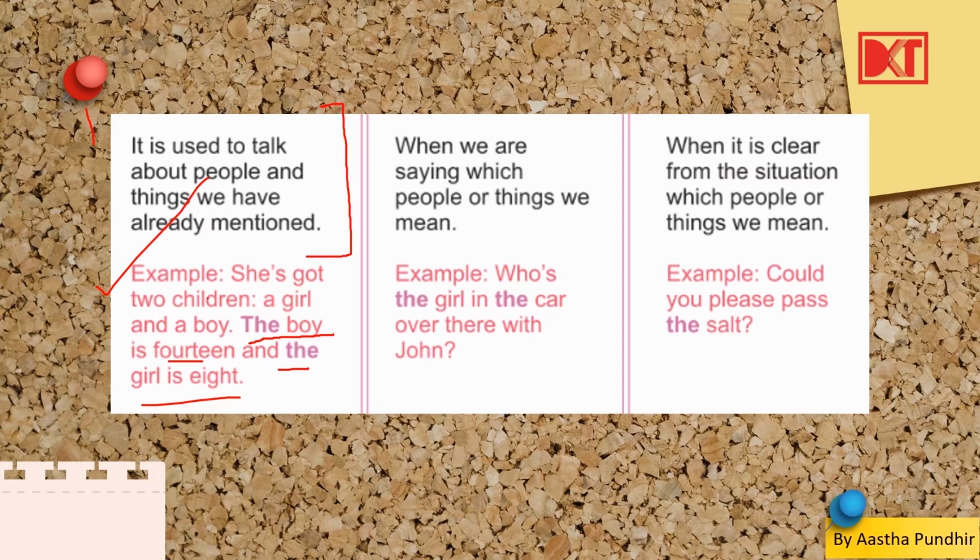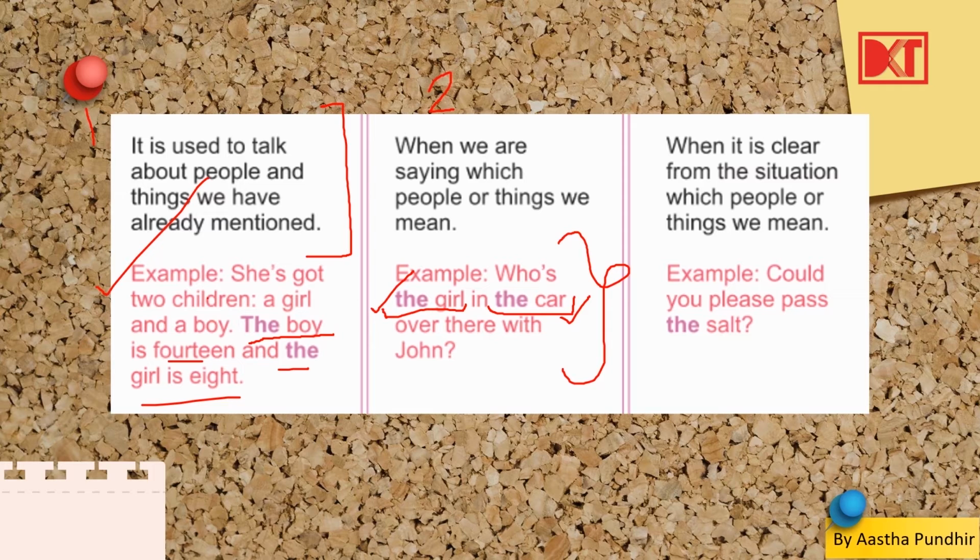सेकेंड कैटेगरी, व्हेन वी आर सेइंग which people or things we mean, जब हम किसी को particularly point out करके बता रही हैं. तो जैसे यहाँ पे example है, who's the girl in the car over there with John? हम एक particular लड़की की बात कर रही हैं, एक लड़की है John के साथ कार में, so who is the girl in the car over there with John? Okay, the girl, the car, specifically बात कर रहे हैं, कोई रैंडम बात नहीं हो रही. यहाँ पे हम एक स्पेसिफिक गर्ल के बारे में बात कर रही हैं, पॉइंट आउट करके.